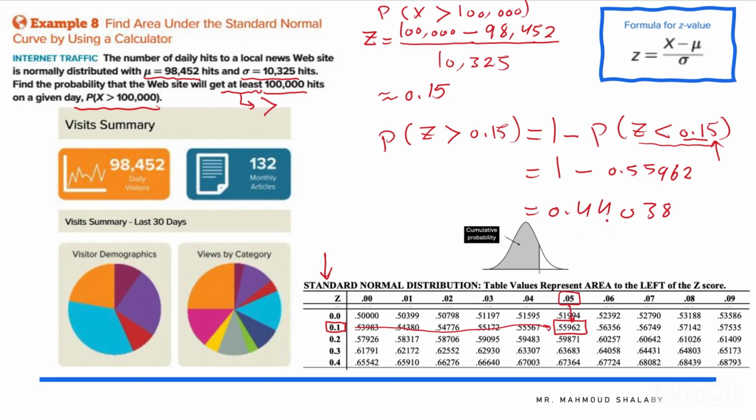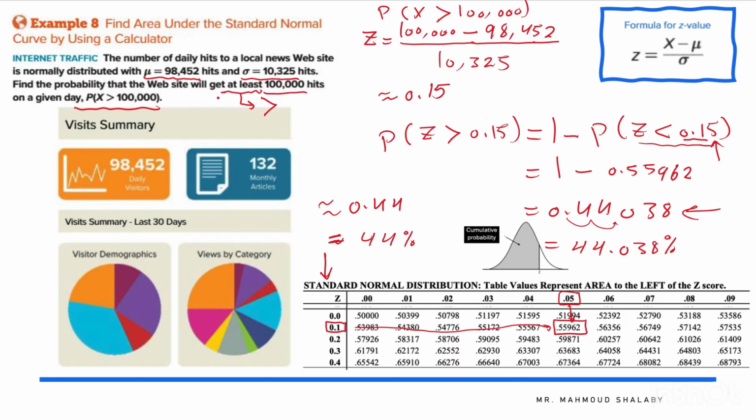We stop here. But what if you said write your answer as a percentage? What I will do, I will just multiply by 100, which means move the point 2 steps to the right. So it will be 44.038%. But what if he said write your answer in 2 decimal places and then convert it to a percentage? It will be approximately equal 0.44 only, which means it's 44%.